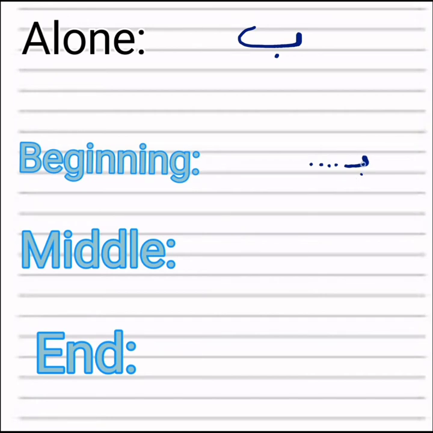It would get attached to the letter that's on its left side, and when the letter ba appears in the middle of the word, it's going to look like this, as if it's been attached on both sides. Well, it actually gets attached to whatever is on its right side and onto its left side. And when you see the letter ba at the end, you attach it with the letter before it and write ba as itself. So in general, you will see ba written in these forms.